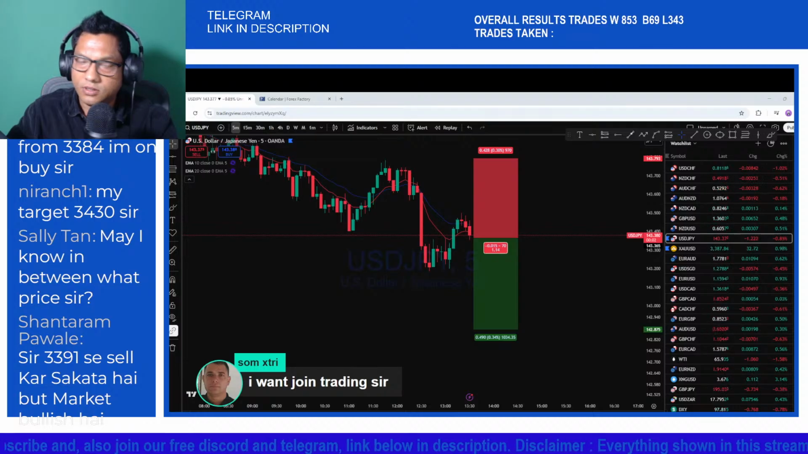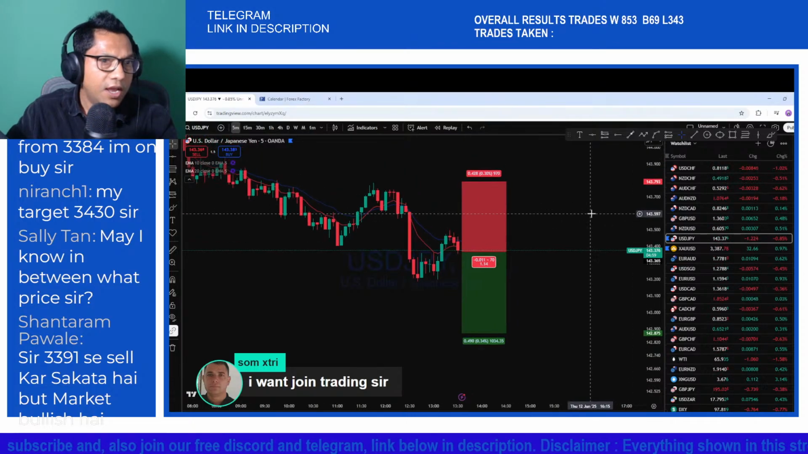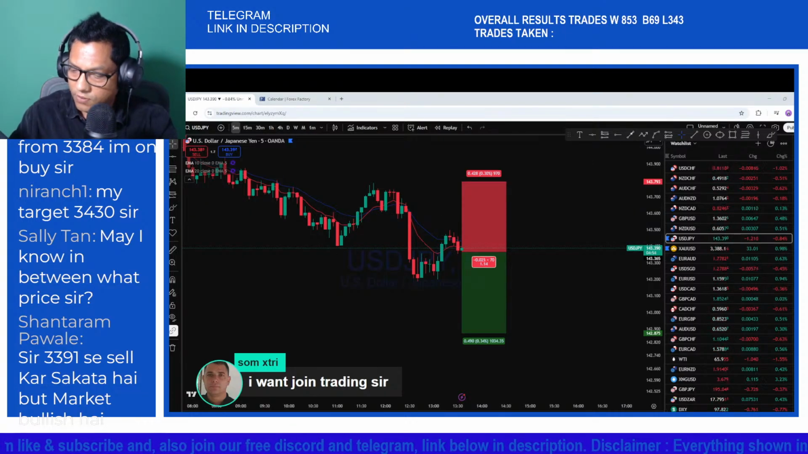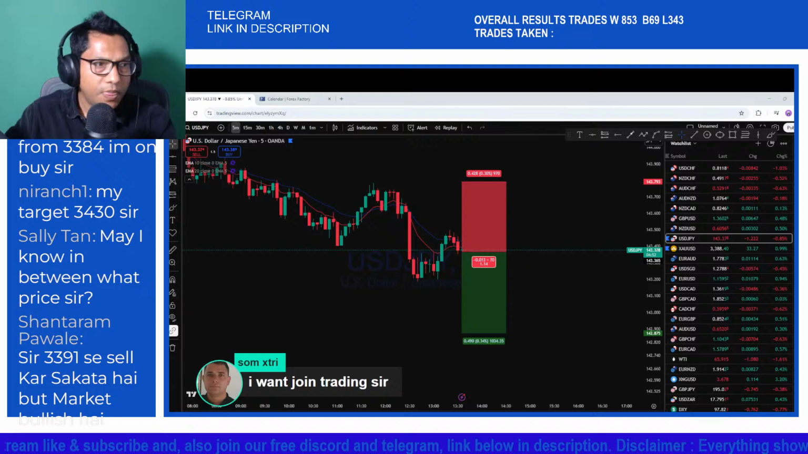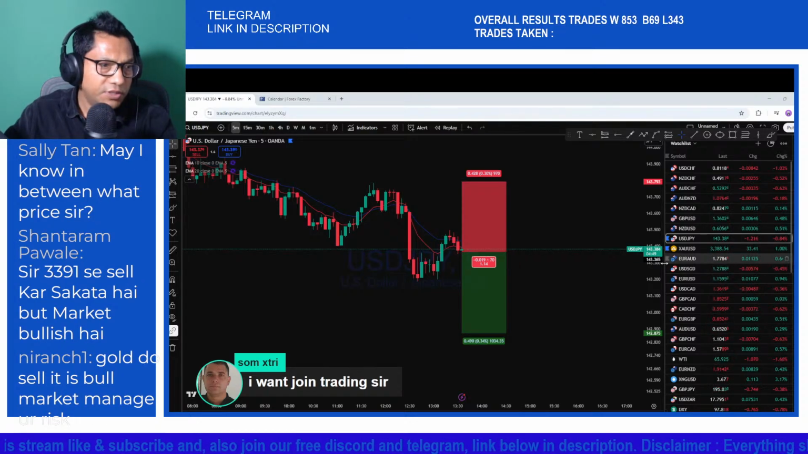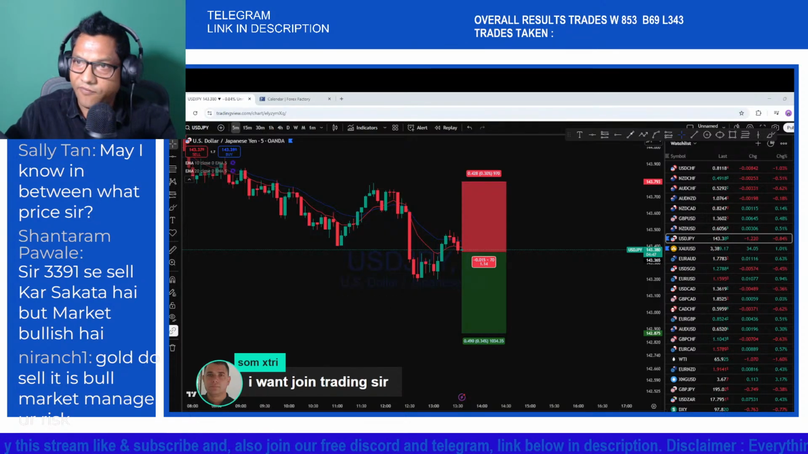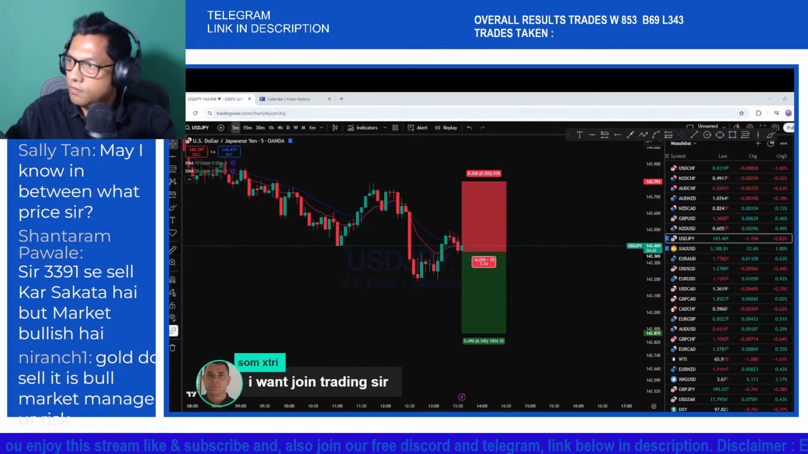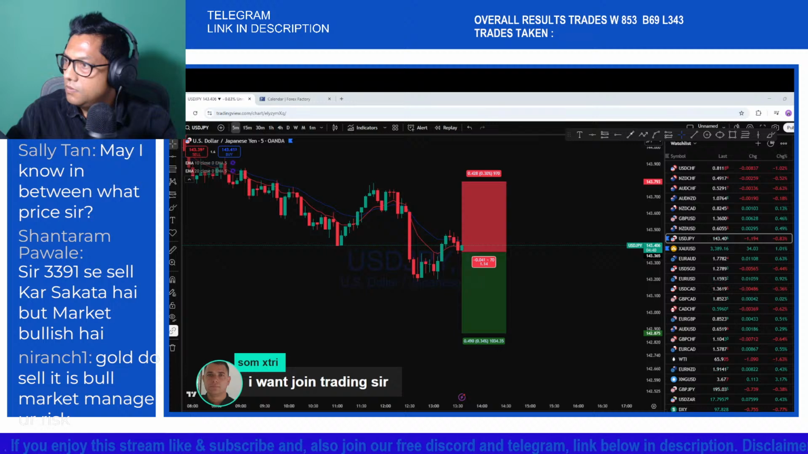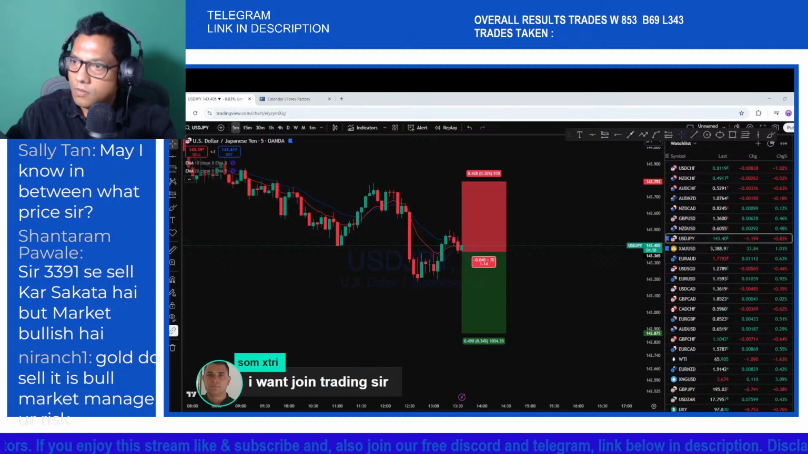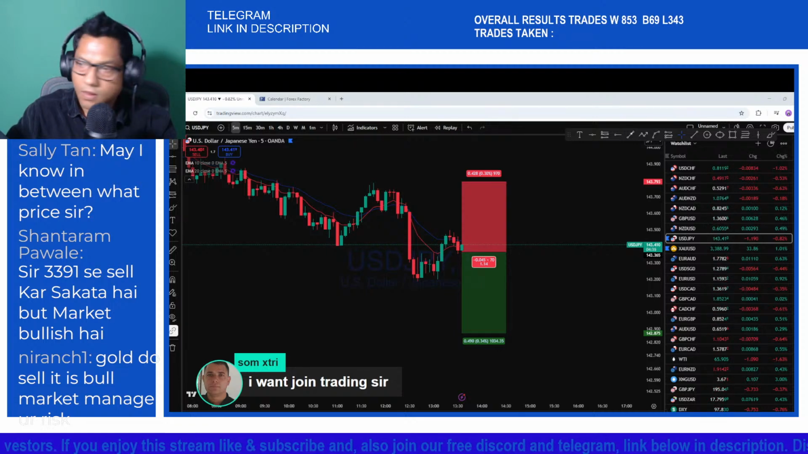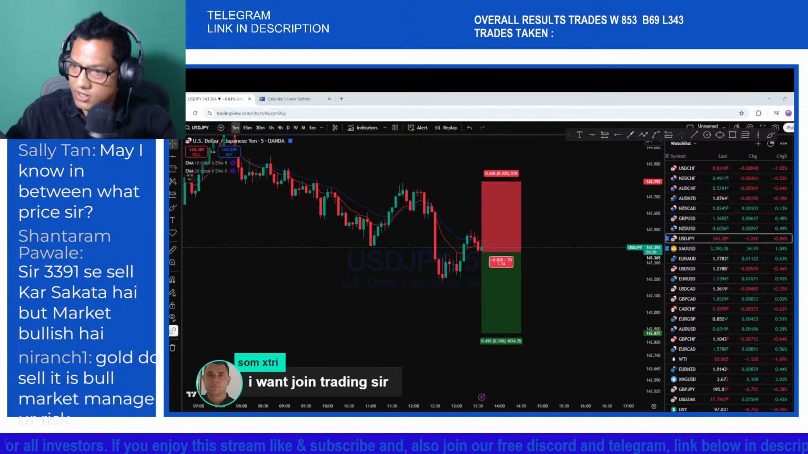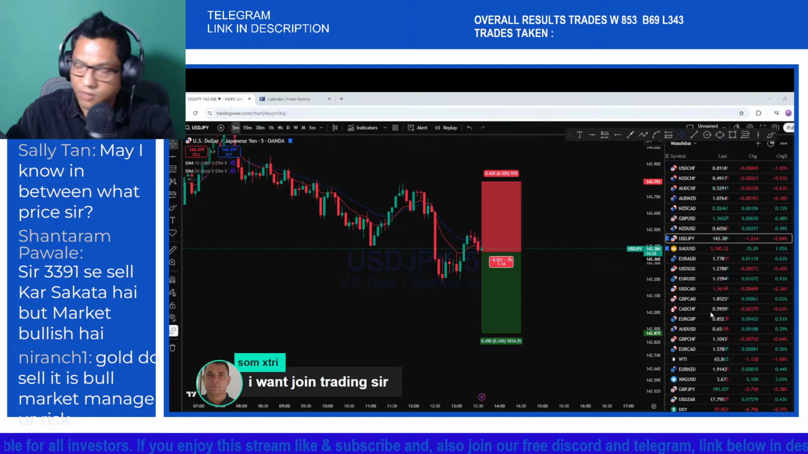So looking at stop loss on dollar yen at 143.793, and TP target here at 142.875. So I placed a sell on dollar yen here. My exact entry on dollar yen is 143.388.